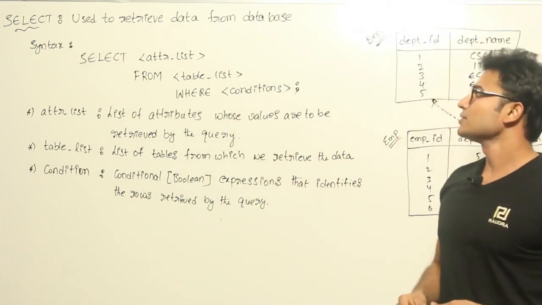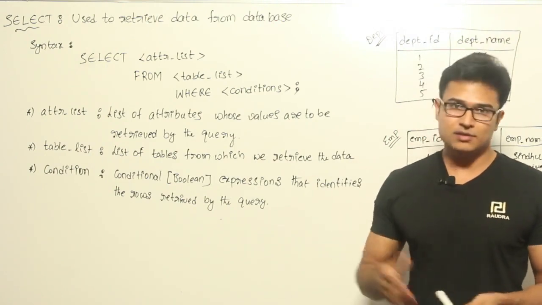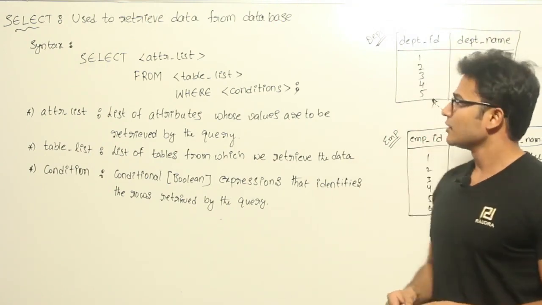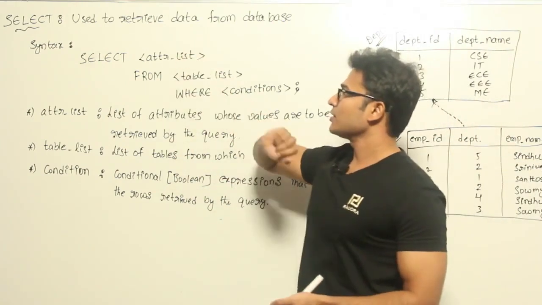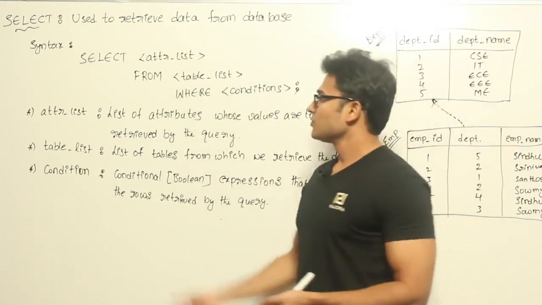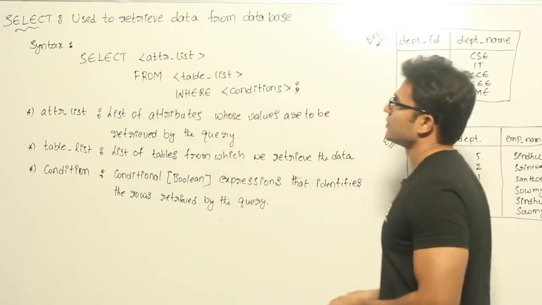We shall see the simplest versions of writing the select here, and later we shall extend it with complex queries, like nested queries and all. Later we shall see that, but this is the simplest way you can write the select: select attribute list from some tables where some condition is given.